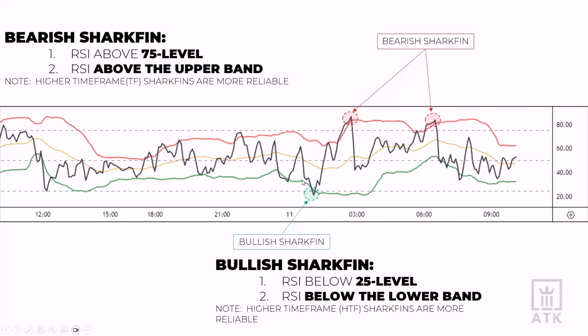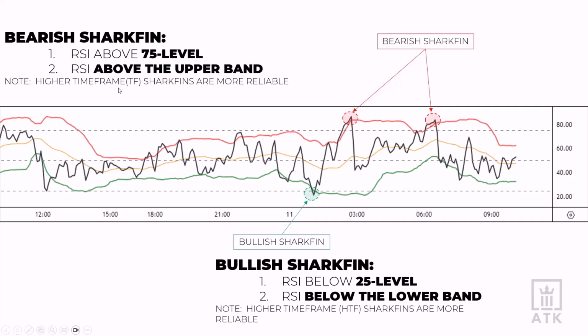Now reverse to that. When the RSI is falling below the 25 and below the bottom band, that is a signal, a bullish signal, and a bullish shark fin that says the market is going to start buying. When we find these at a level of support, that is confluence for us to take the buy on price action. So the bullish shark fin and the bearish shark fin are signals to us only at areas of support and resistance.